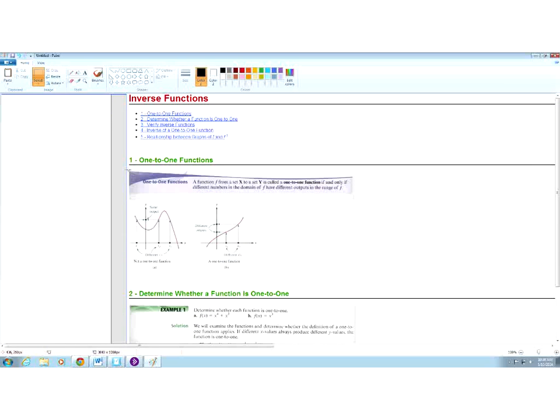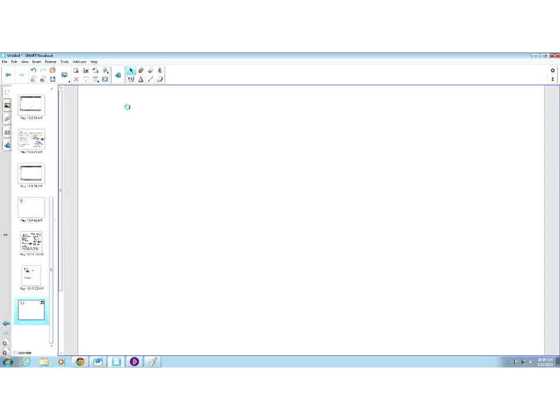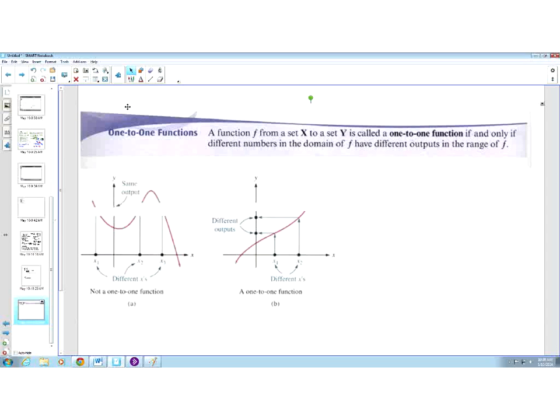Let me pull up a reference note here. All right, so one-to-one functions. A function f from a set x to a set y is called one-to-one if and only if different numbers in the domain of f have different outputs. So for instance, y equals x squared is not a one-to-one function, because different inputs yield the same output. If x is -1, the output is 1. If x is 1, the output is 1. So we have many inputs to one output.